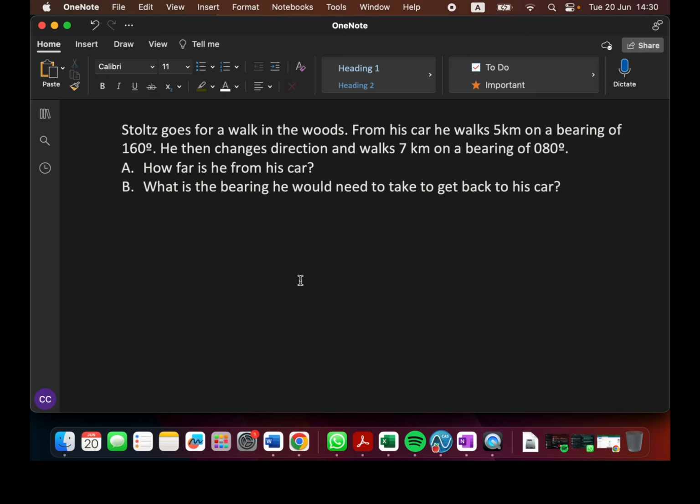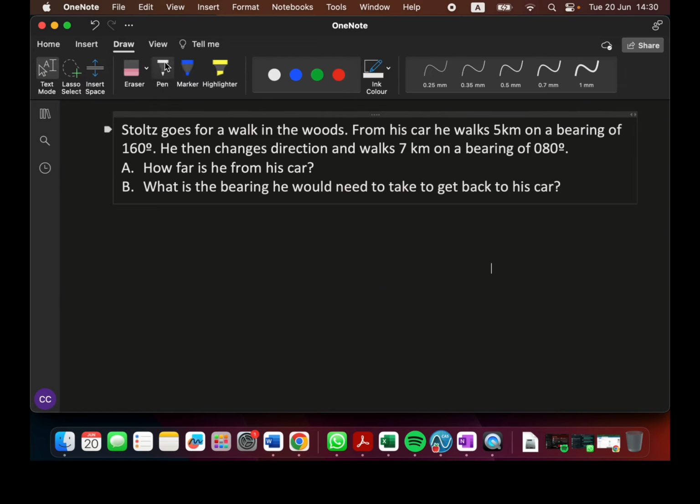Okay, so here we go. Here's a question on true bearings. So I'm going for a walk in the woods. I start at my car and I walk 5 kilometers on a bearing of 160 degrees. Generally, with true bearings questions, the first thing we need to be able to do is get a sketch of what's going on here.